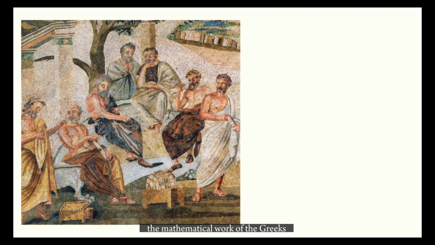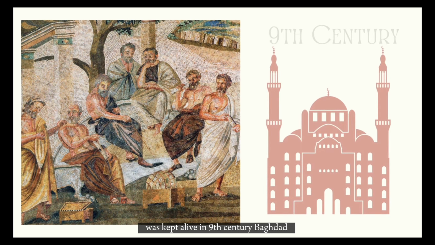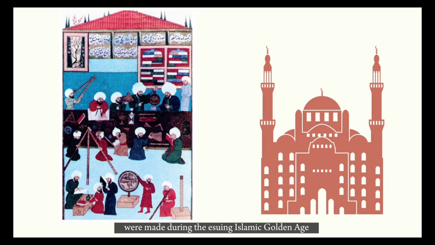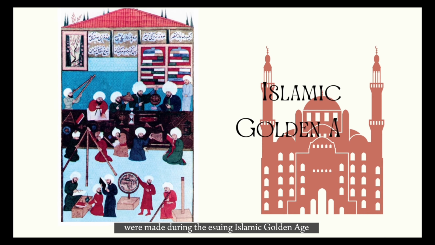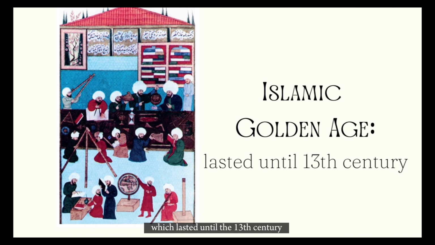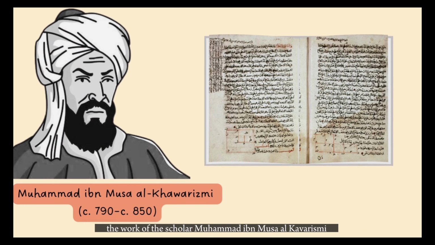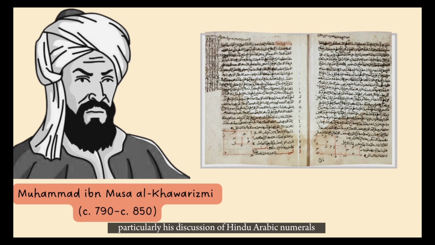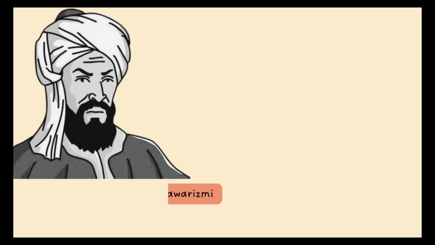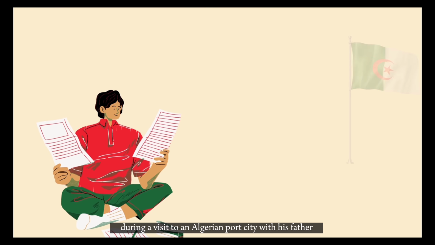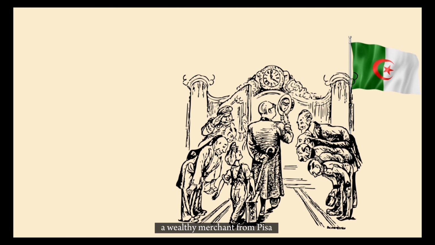The mathematical work of the Greeks was kept alive in 9th century Baghdad. Many incredible advances in science and mathematics were made during the ensuing Islamic Golden Age, which lasted until the 13th century. The work of the scholar Muhammad ibn Musa al-Khwarizmi, particularly his discussion of Hindu-Arabic numerals, caught the attention of a young Italian boy during a visit to an Algerian port city with his father, a wealthy merchant from Pisa.